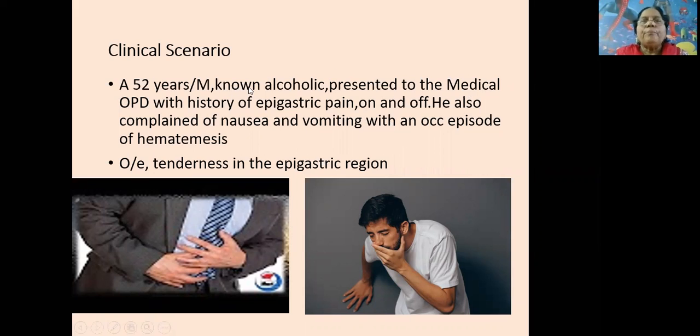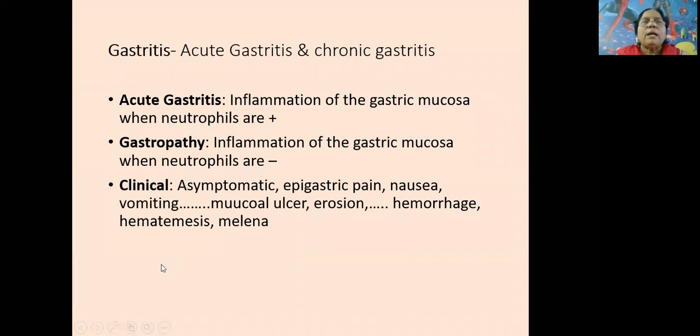Okay. So he's a known alcoholic, presented to the medical OPD with history of pain in the epigastrium on and off, also nausea, vomiting with occasional hematemesis. So on examination, there is tenderness in the epigastric region. So this is how the clinical presentation of the following disease occurs. So gastritis, this is gastritis.